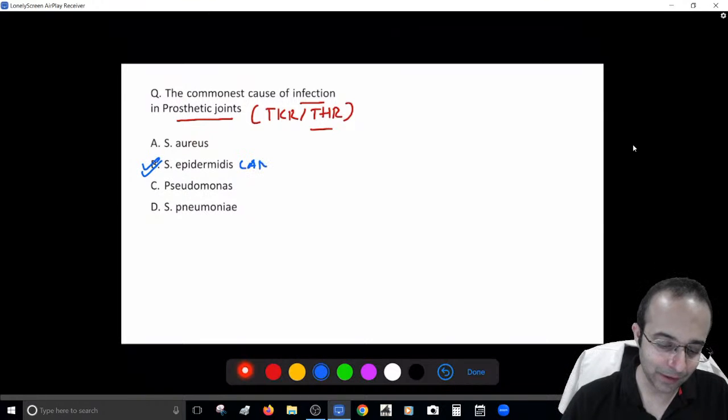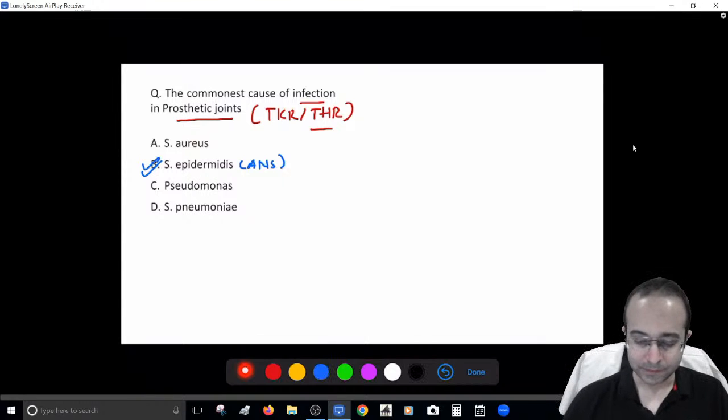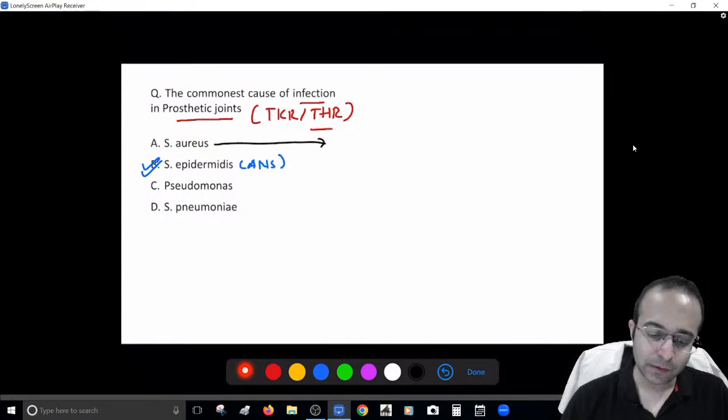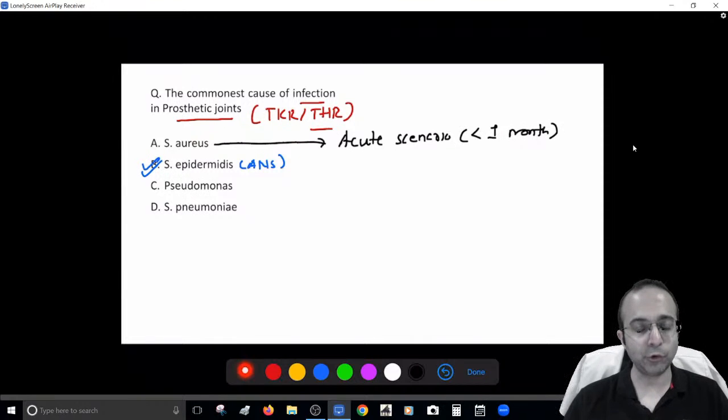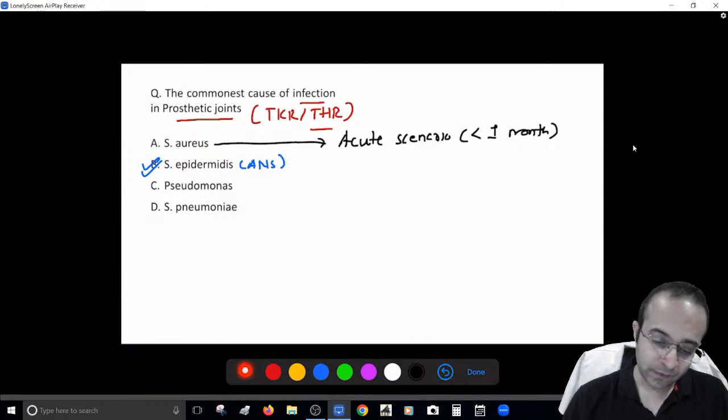Staph epidermidis. See, Staph aureus would be the commonest cause of prosthetic joint infection in an acute scenario. This means that when the infection occurs within less than 1 month of the procedure. Staph epidermidis would be the commonest cause when you have infection occurring in a chronic scenario.